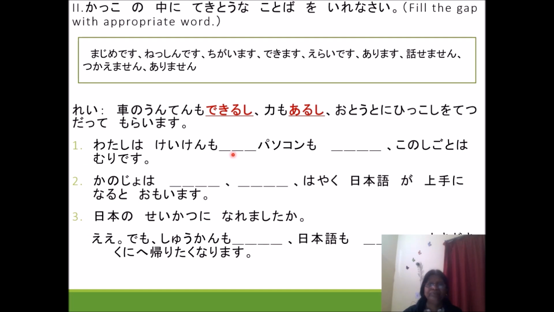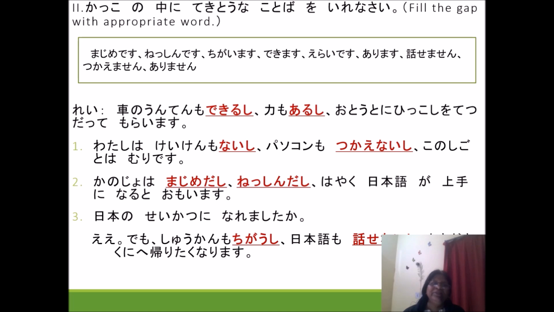Please pause the video. Kuruma no unten mo dekiru shi, chikara mo aru shi, otouto ni hikkoshi o tetsudatte moraimasu. Here I used arimasu word and dekimasu word. Please pause the video and use the rest of the words. Fill the gaps over here from question number 1 to question number 3. After that, check with the answer. Then, let's check. Ichi. Watashi wa keiken mo nai shi, pasokon mo tsukaenai shi, kono shigoto wa muri desu.